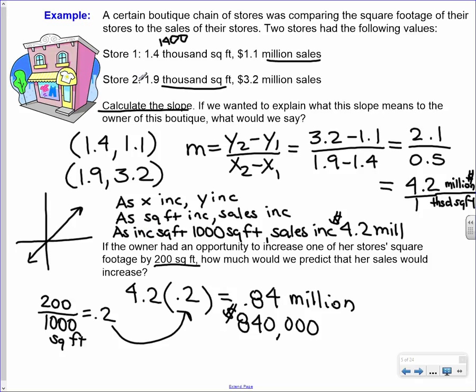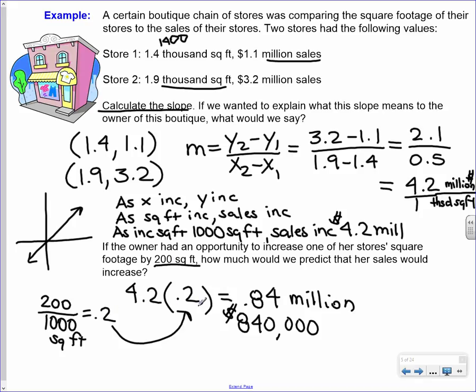If X was 200, when I plug in 200 here, that's talking about 200,000 square feet, right? So we're not talking about 200,000 square feet. We just want 200 square feet. So we need to figure out what is that in terms of thousands of square feet, right? So I take the 200, divide by 1,000, and I get 0.2. So if I'm talking about 200 square feet, that's the same as 0.2 thousand square feet.